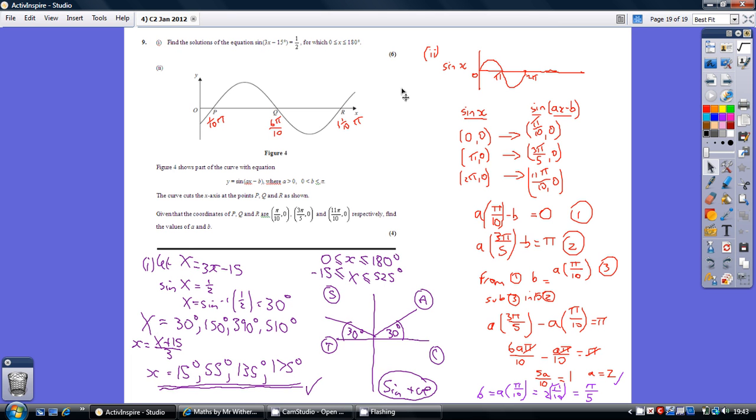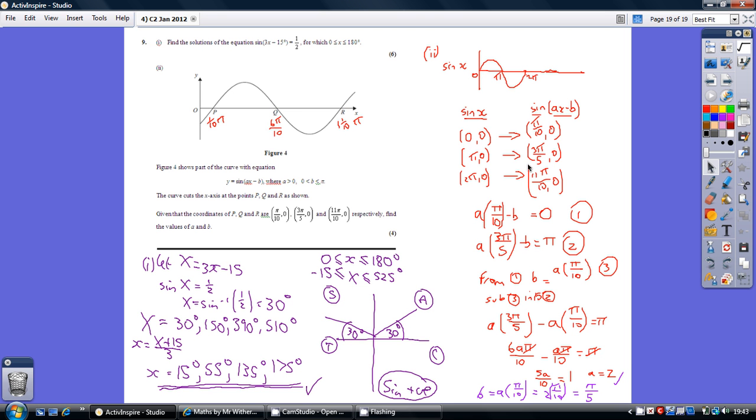Now for part 2, we really need to consider the movement from the normal sine curve through to the curve that we've been given. So for a normal sine curve, we would start off at 0, then we would go to pi, and then we would have 2 pi. But we haven't got 0, pi, and 2 pi. We've got a tenth pi, 3/5 pi, and 11/10 pi.